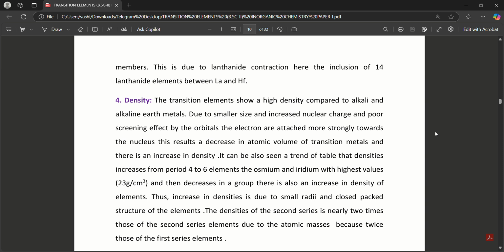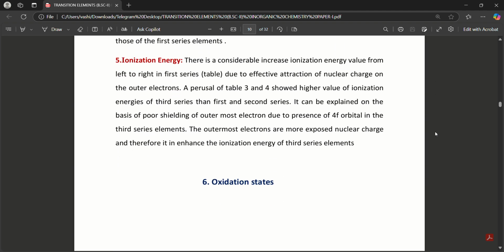It can also be seen in the trend of the table that density increases from period 4 to 6 elements. Osmium and iridium have the highest values, 23 gram per centimeter cube, and then density decreases in a group. This increase in densities is due to small radii and close packed structure of elements. The densities of the third series are nearly two times those of the second series elements due to the atomic masses being twice those of the first series elements.